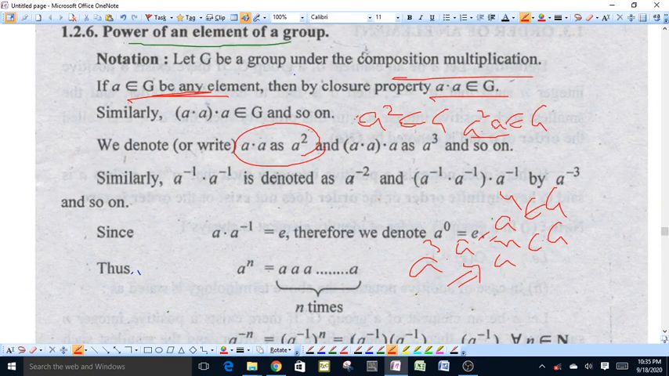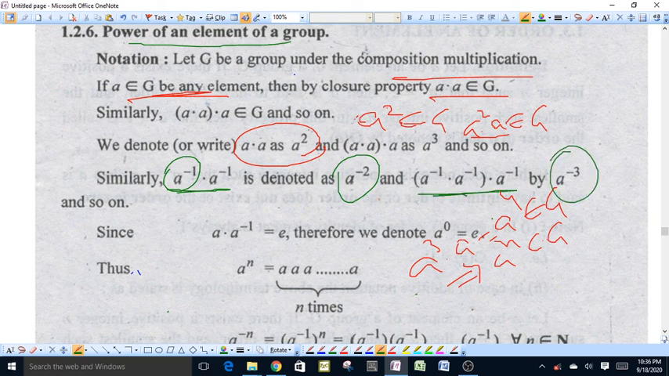Now, because inverse of every element exists in G, A inverse also belongs to G. Because G is a group under multiplication, A inverse dot A inverse also belongs to G, because the group is closed under multiplication and A inverse is an element of G. Therefore, A inverse dot A inverse, which may be written as A raised to power minus 2, is an element of G. Similarly, A inverse dot A inverse dot A inverse, which is denoted by A raised to power minus 3, and so on, are elements of G.